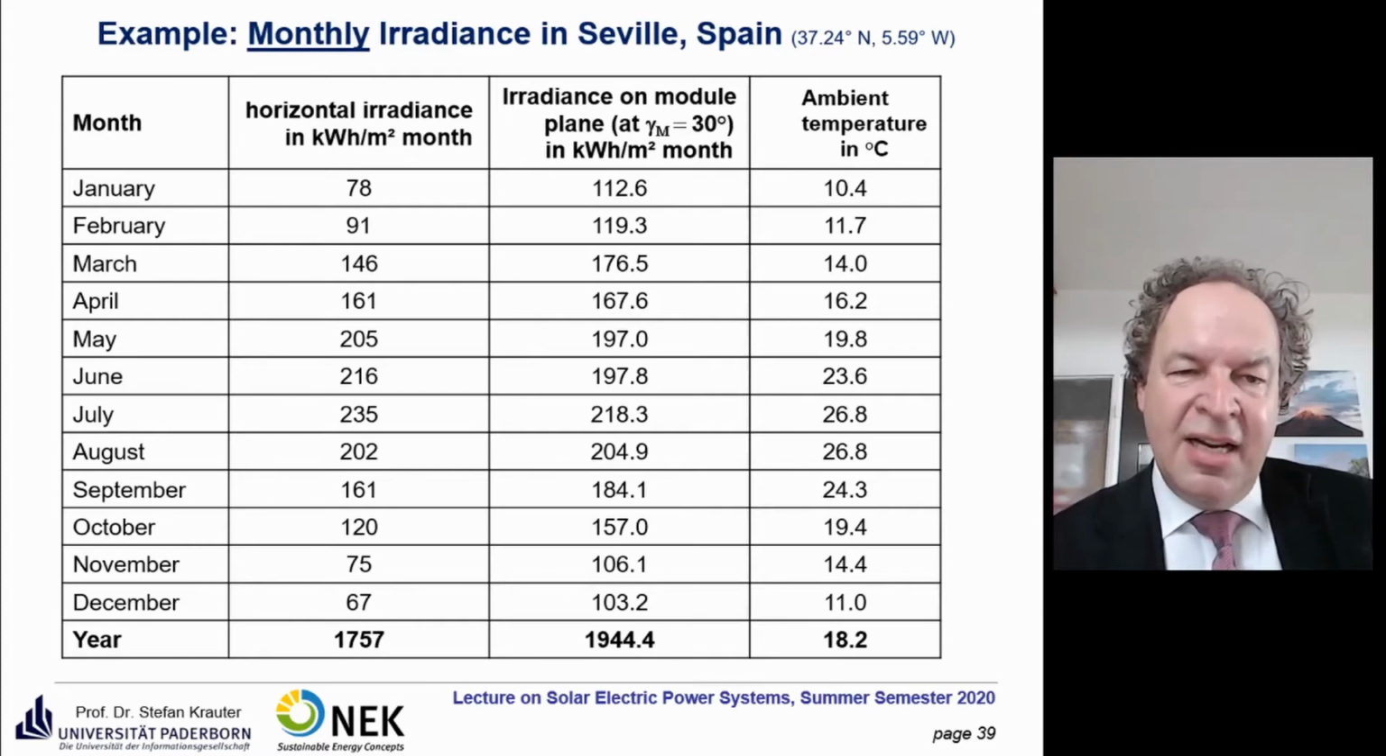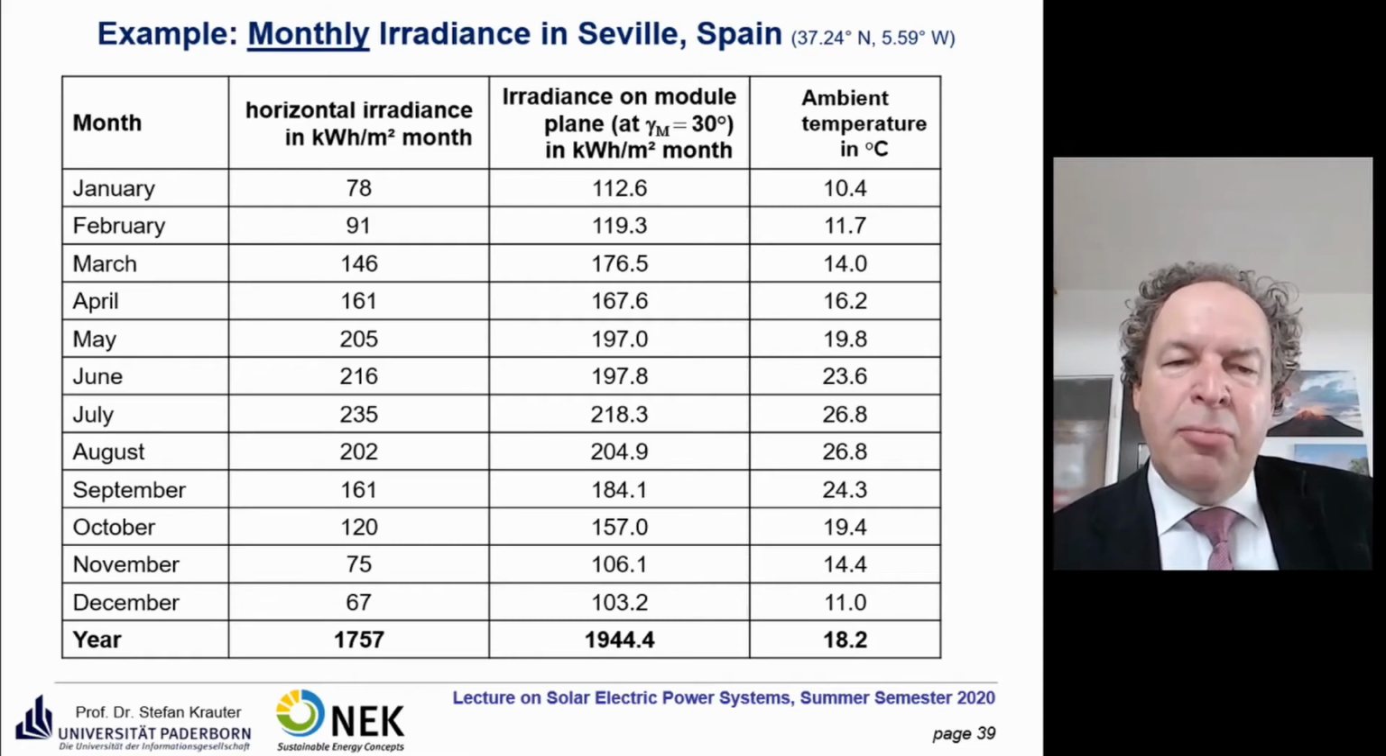If you incline that a little bit, typically in Central Europe we have an inclination angle of about 30 degrees. Gamma M, so we learned about gamma S, the elevation angle of the sun, and gamma M we use for the photovoltaic module, for 30 degrees. There it's looking a bit more towards the sun, because even in Spain the inclination of the sun in winter is very flat, and if you lift up the module a little bit, we receive significantly more irradiance. So from 78 we go up to 112.6 kilowatt hours per square meter per month.